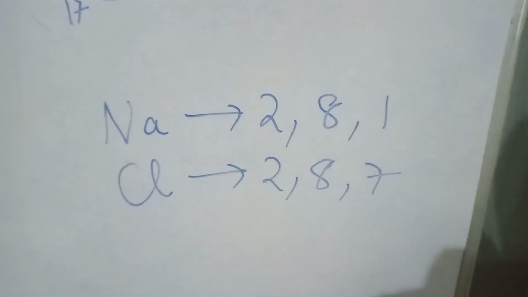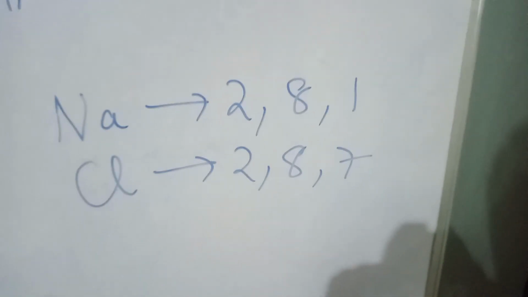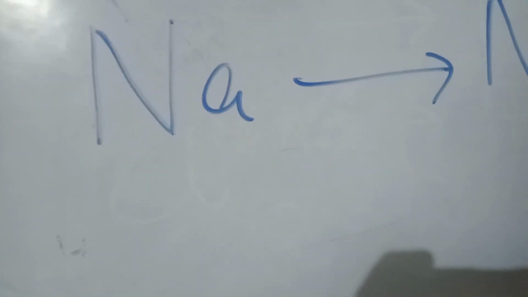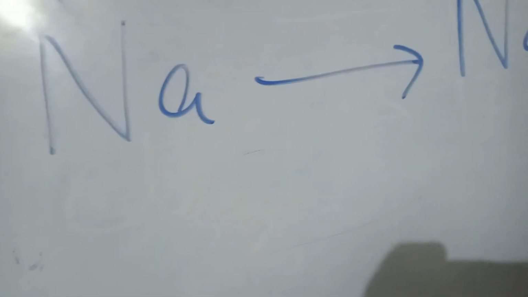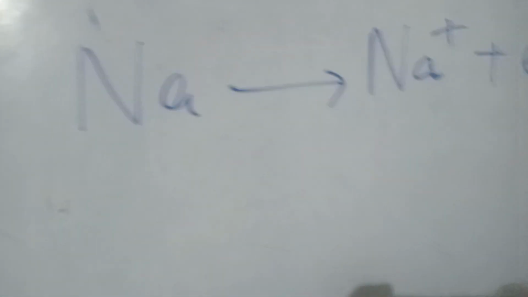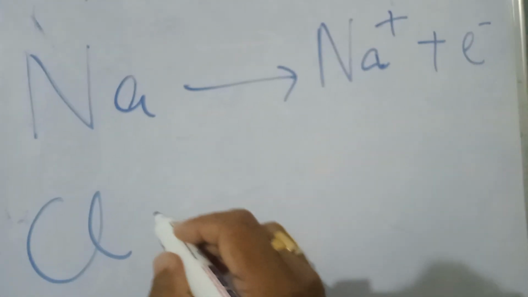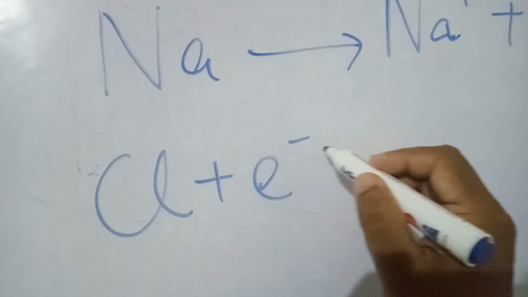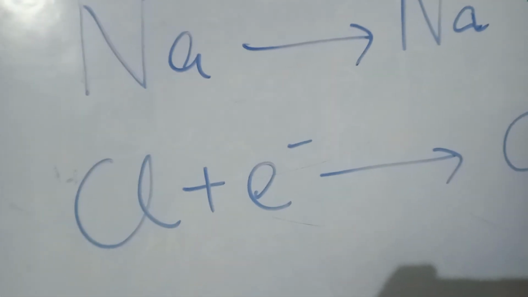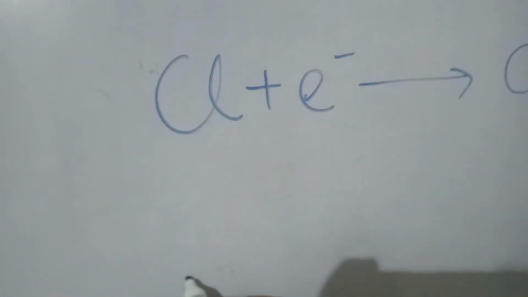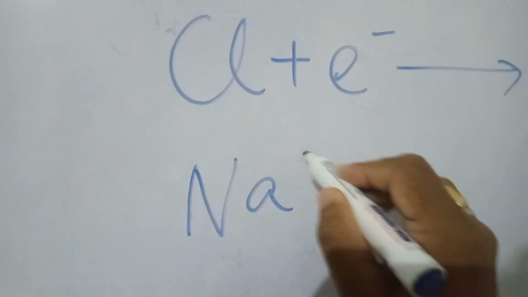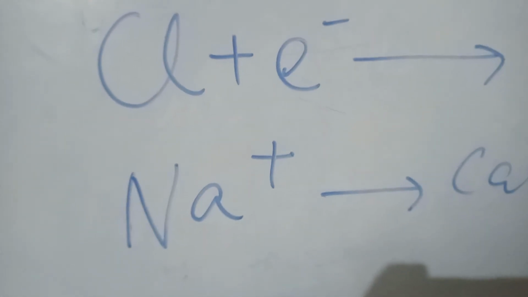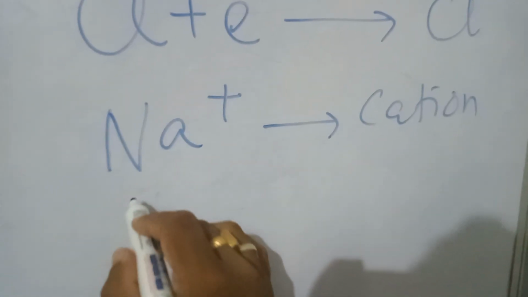So sodium will try to give its electron. Sodium will give its electron to become Na plus. Now this chlorine atom will accept the electron to form Cl minus. This Na plus is the cation, and Cl minus is the anion.